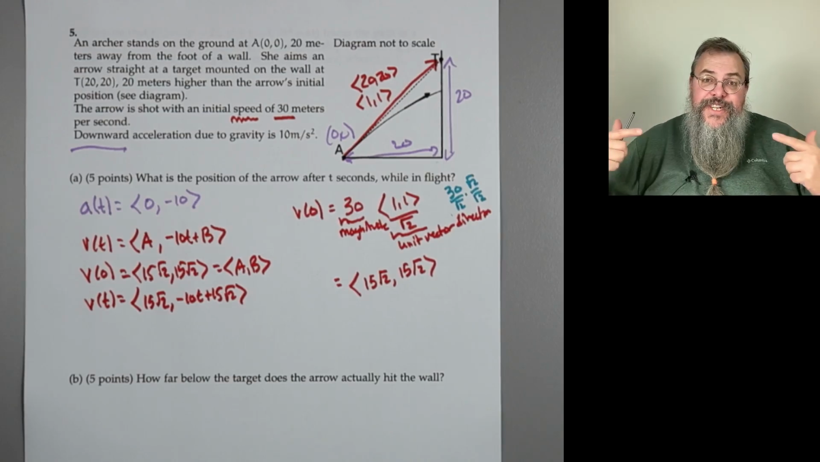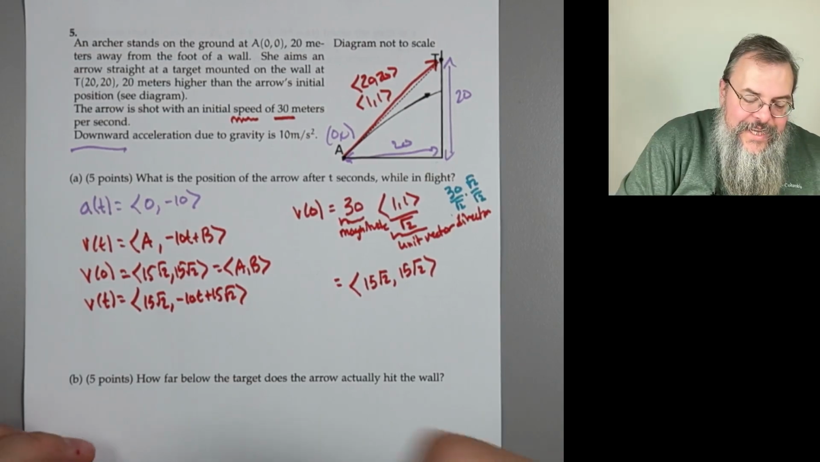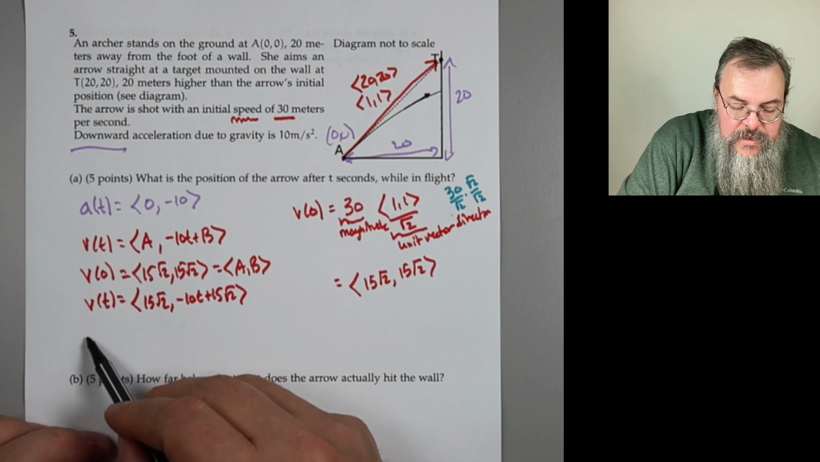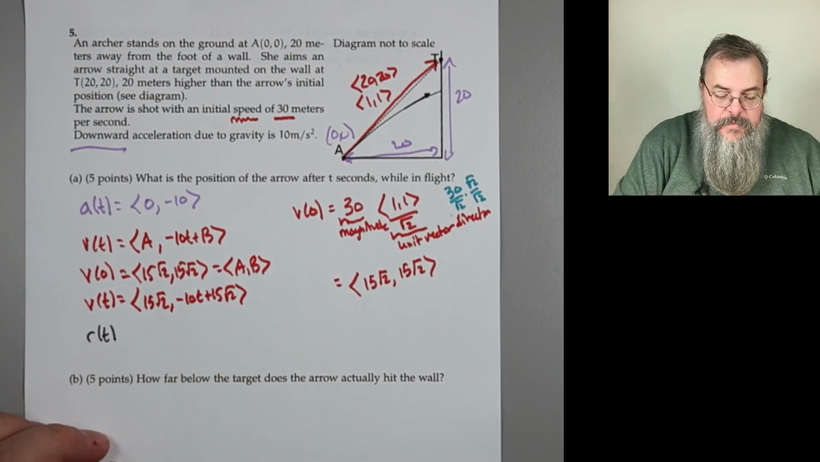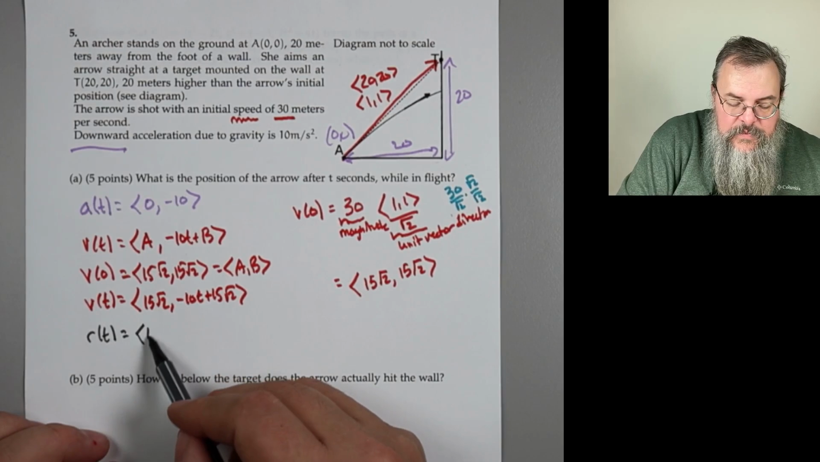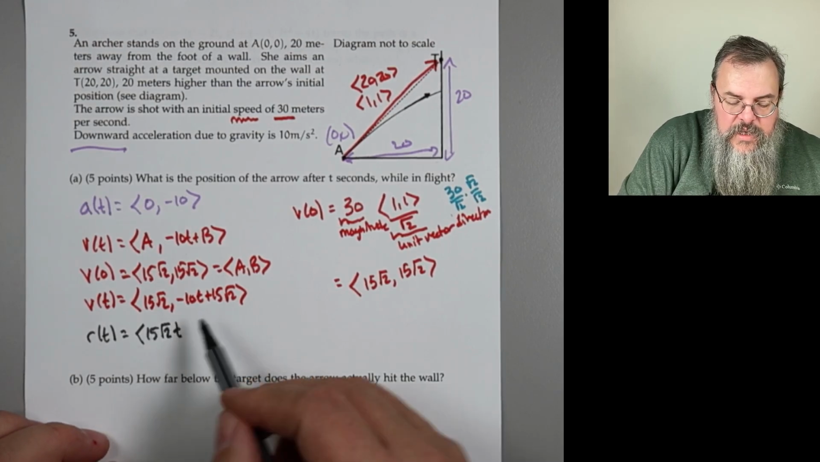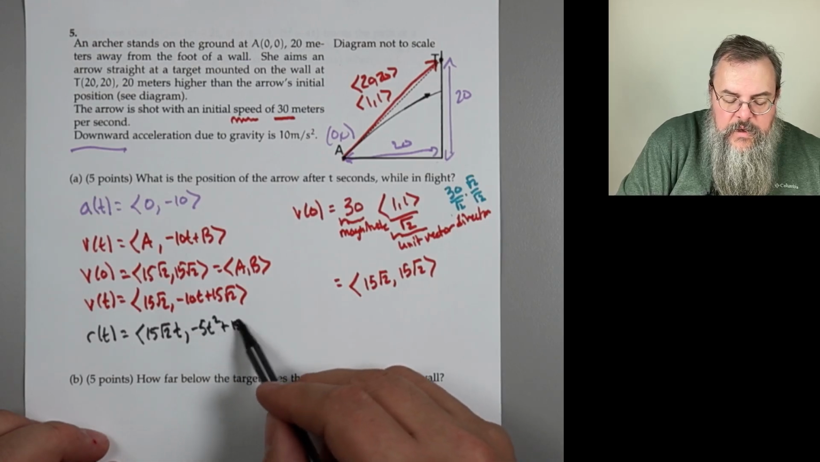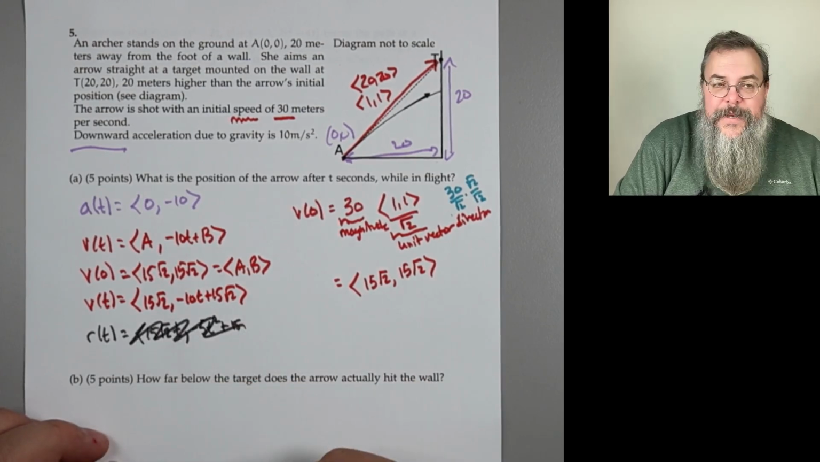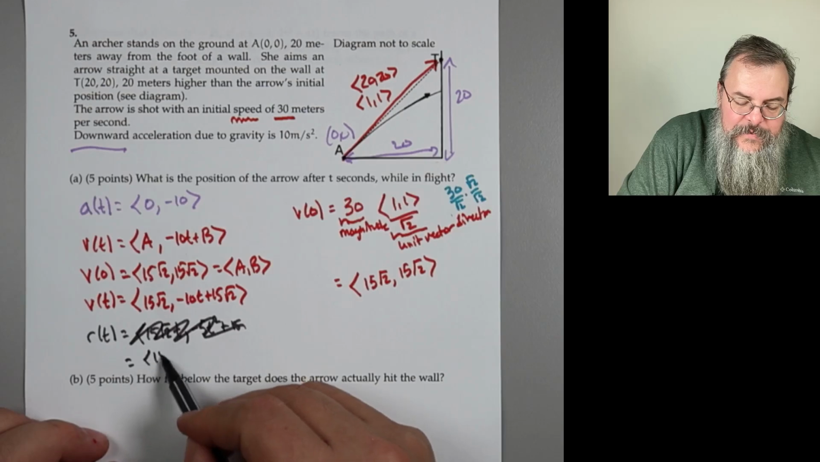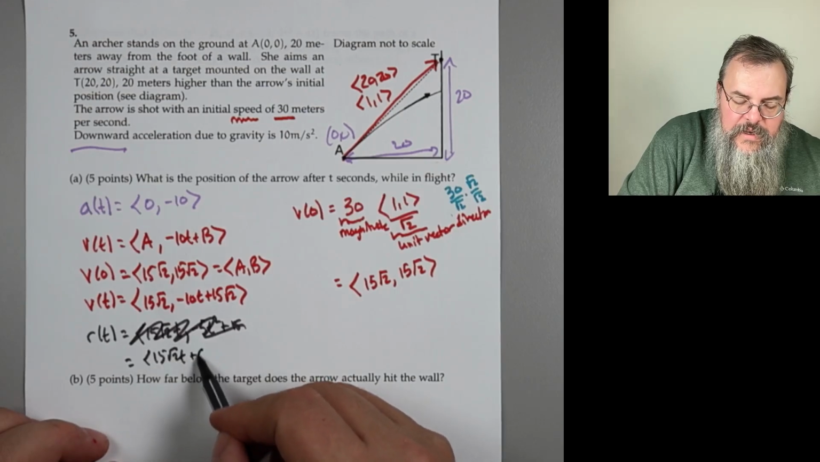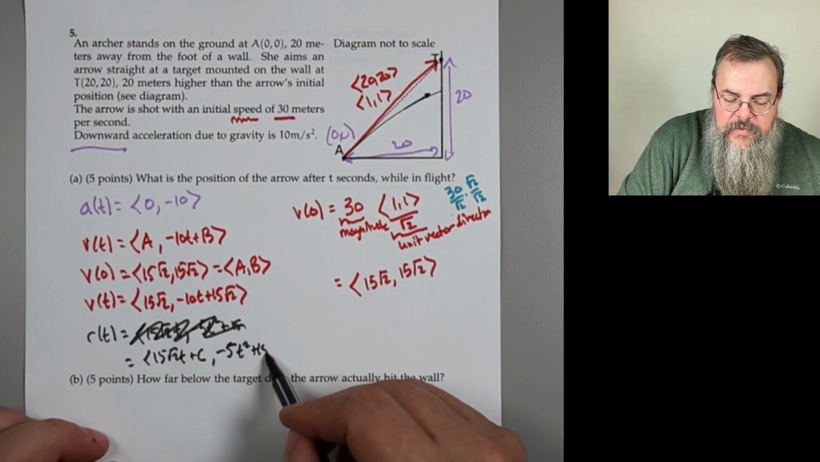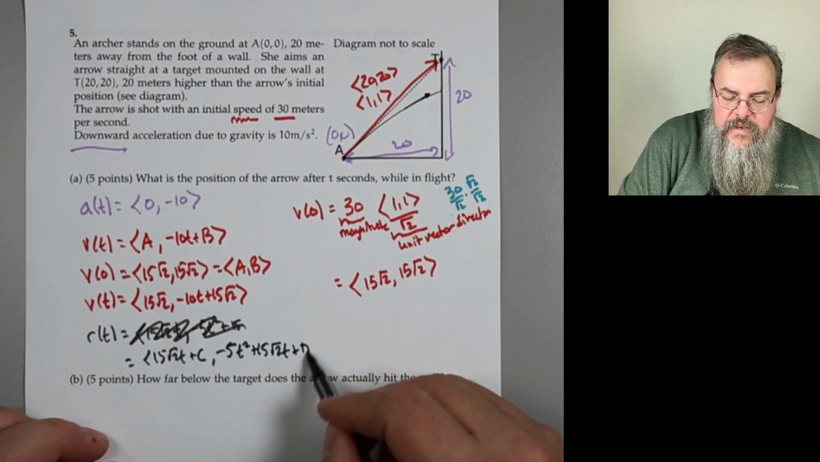So how do you get to position? You integrate. Okay, so our position, which is r of t. So we use r of t for position. That's (15√2 t, -5t² + 15√2 t). I forgot the constants. (15√2 t plus a constant, -5t² + 15√2 t plus a constant).